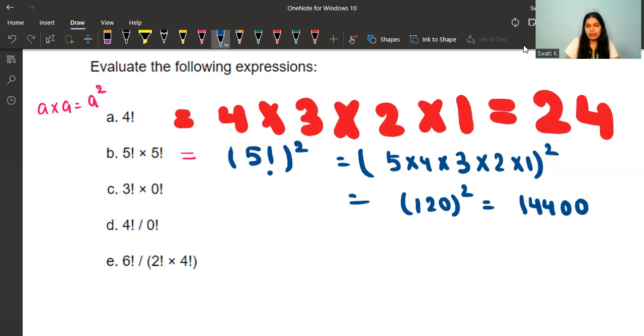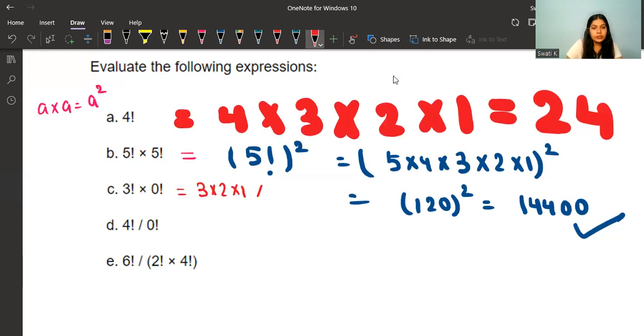Very simple. Now let's go to the next one, and that is 3 factorial times 0 factorial. Here we can use the special thing that I have already discussed, that is, the value of 0 factorial is 1. And 3 factorial, of course, is 3 into 2 into 1.